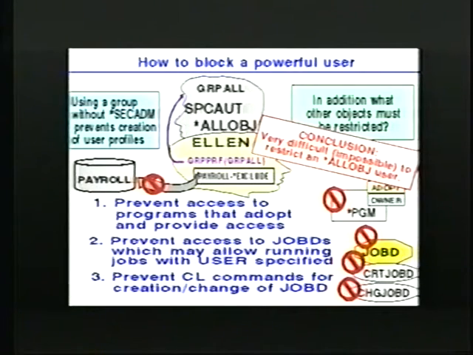My conclusion is, because Ellen's group profile has all object authority, it is in theory possible to block Ellen from the payroll file, but it's practically impossible because of all of the ways that Ellen can possibly get access. So our strategy in this case is, rather than try to block Ellen, we're going to log what Ellen does.